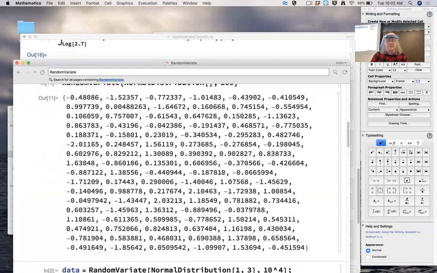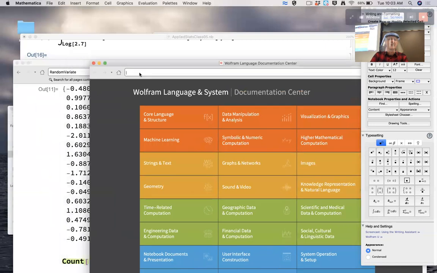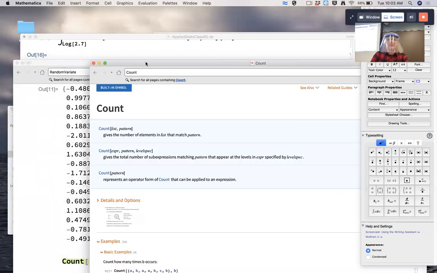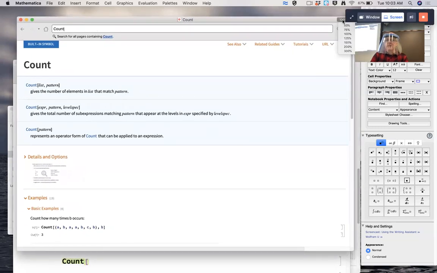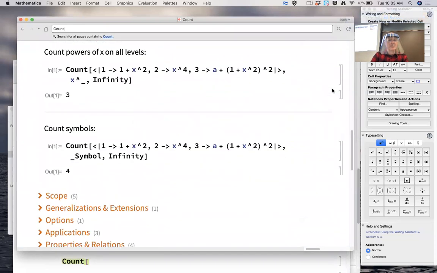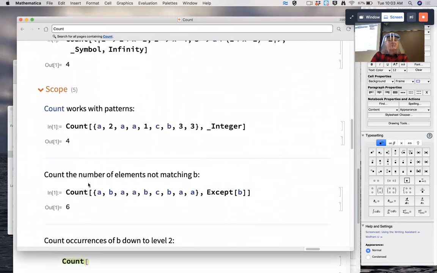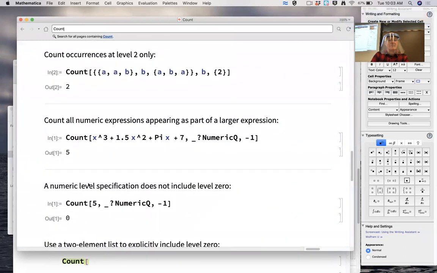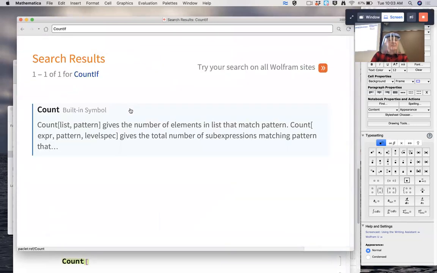We could, however, do this count. I forget how Count works. You know what, I forget how things work in Mathematica myself, so I always just have to look things up and mimic other examples. Count can count the number of things in a list with a pattern. That looks confusing. Those examples look confusing. I know I've used it before. Maybe CountIf? Nope, okay.